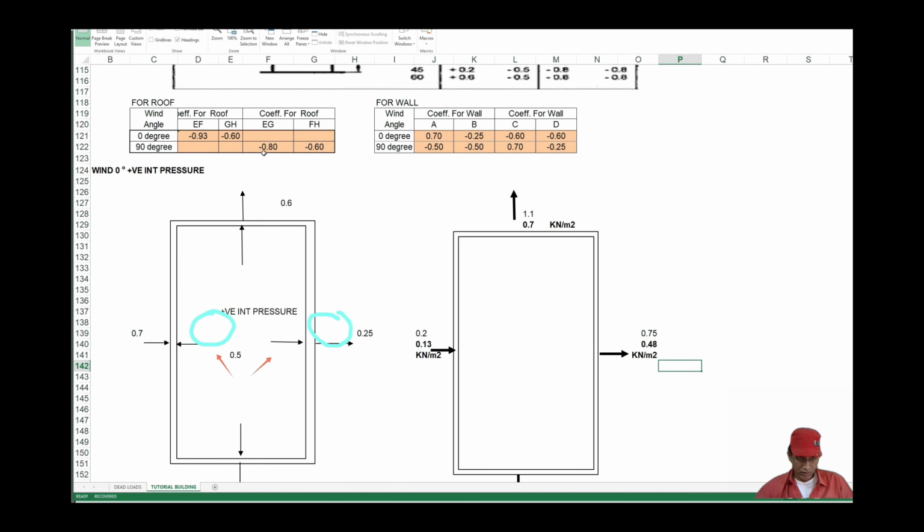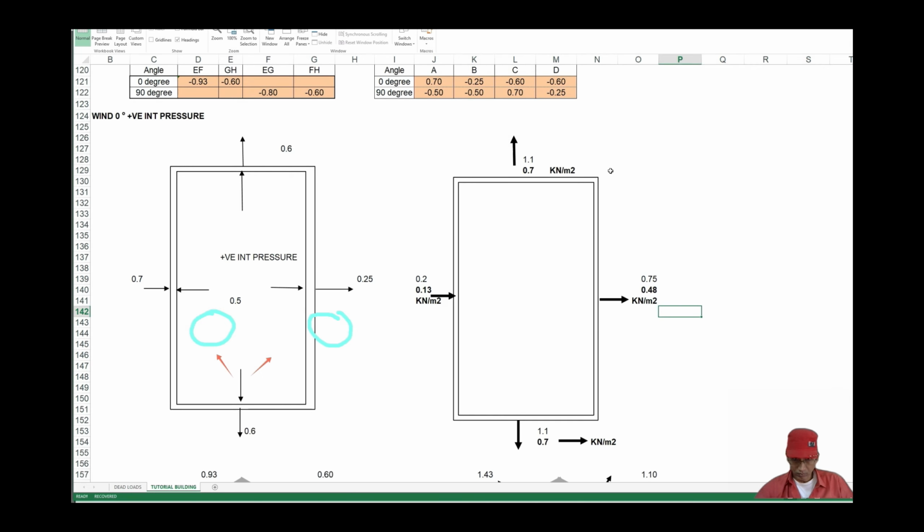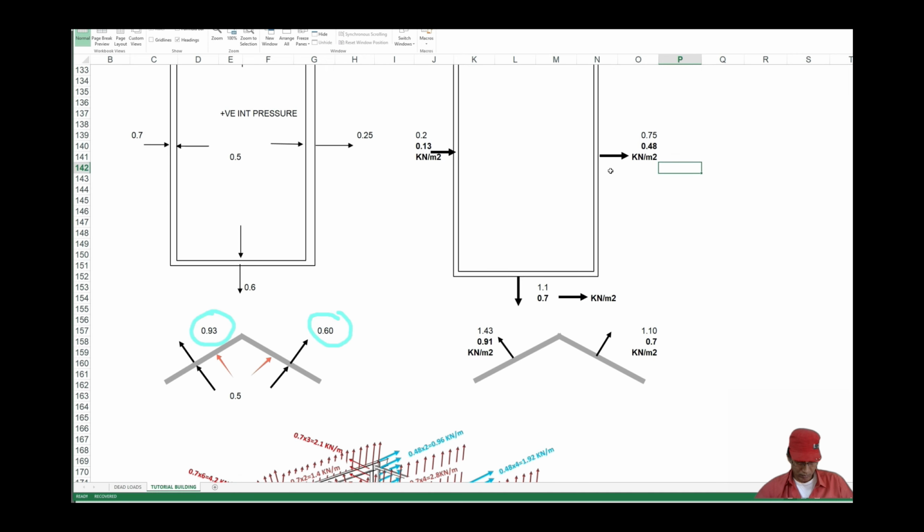If you see the roof pressure, this is minus 0.93 and minus 0.6. That means they are away from the surface, or the roof, because they have minus. So they both have the same direction, so they will be added up. So 0.93 plus 0.5 works out to be 1.23.